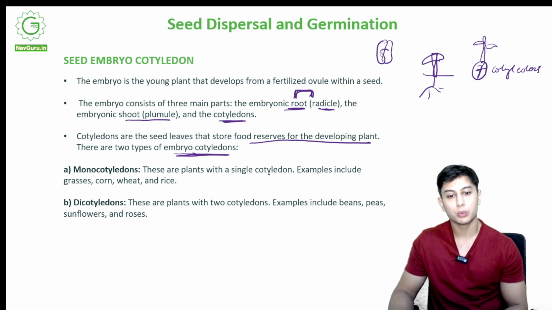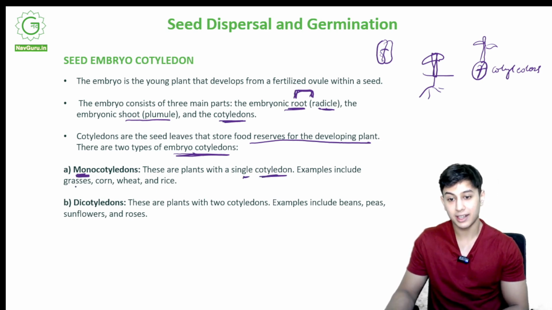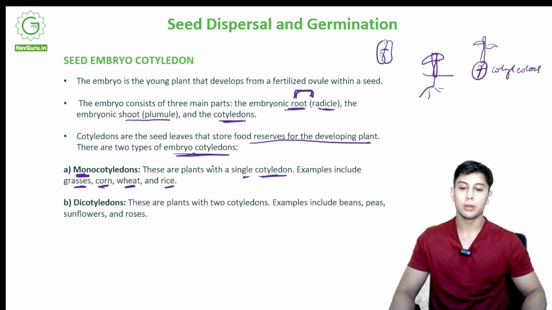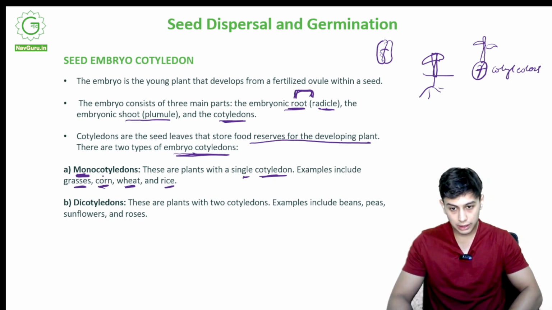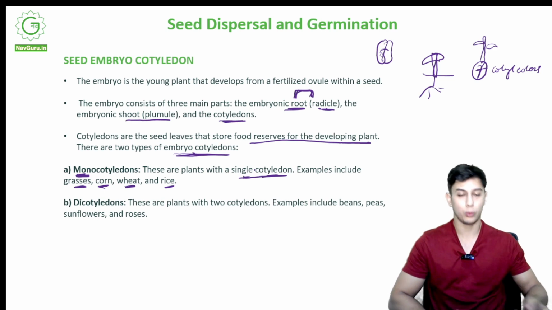Monocotyledons are plants with a single cotyledon. Mono means single, always remember, mono means single cotyledon. Examples include grasses, corn, wheat, rice. These have seeds that contain monocotyledons. What are monocotyledons? Only a single cotyledon, which contains all the food for the seed to grow. Okay, all the food for the seed to grow.